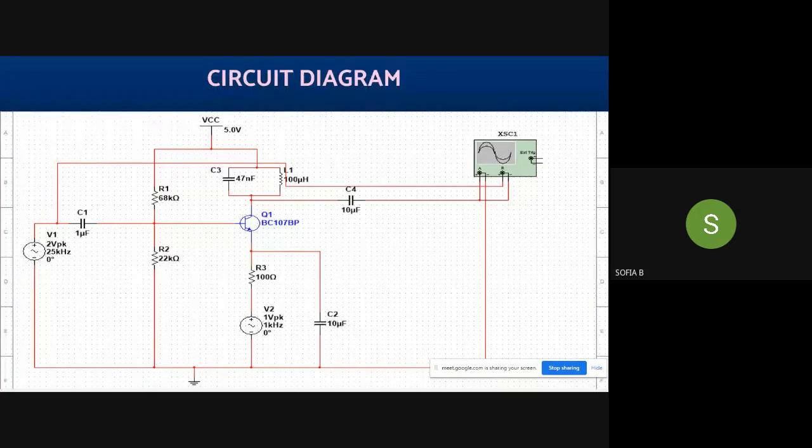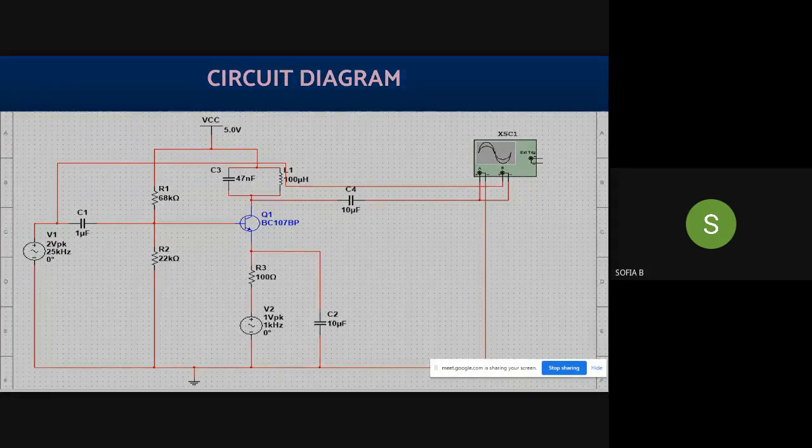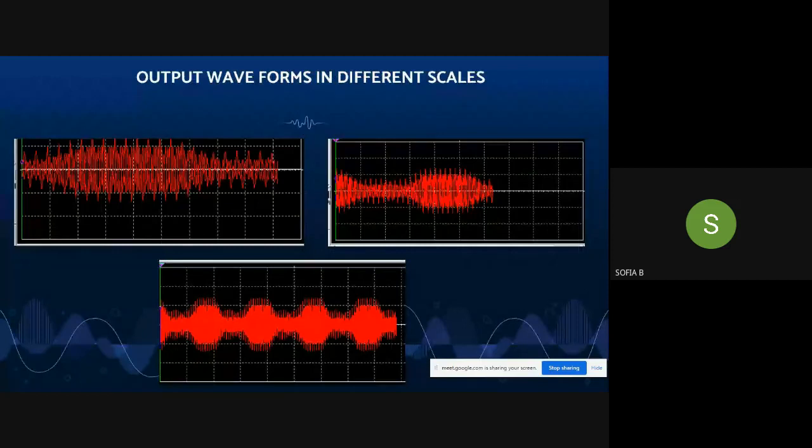This is a circuit diagram, and these are the output waveforms in different scales.